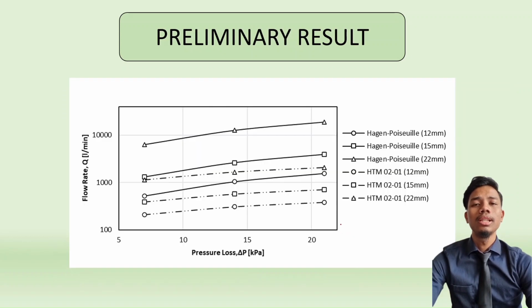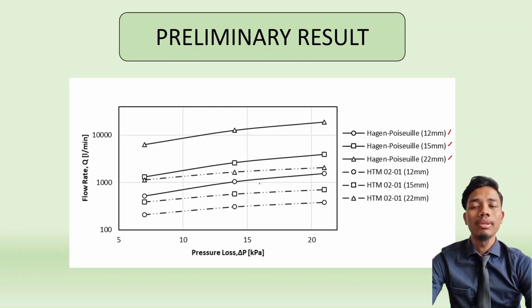Next is the preliminary result. Based on the parameters available in HTM-0201, which are pressure drop, pipe diameter, flow rate, and pipe length, a calculation is done to find the required flow rate for pressure drops of 7 kPa, 14 kPa, and 21 kPa using the Hagen-Poiseuille equation. The calculation is done for 3 different sizes of pipe, which are 12 mm, 15 mm, and 22 mm, and the length of pipe used is 15 mm.